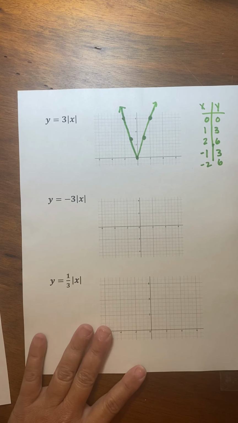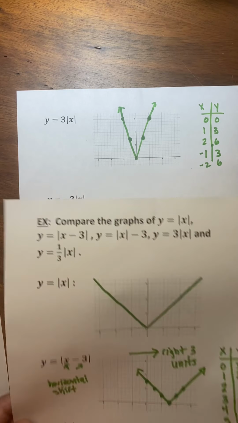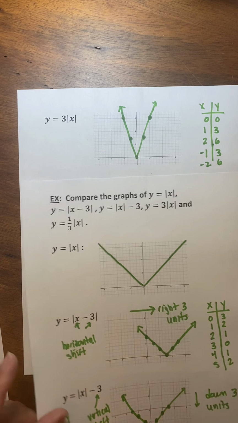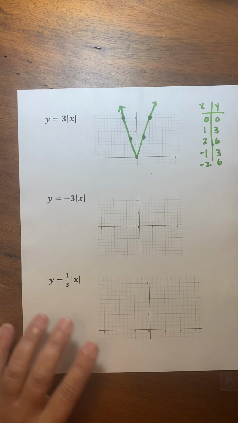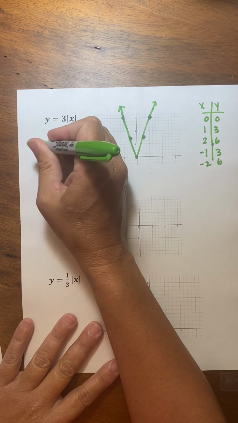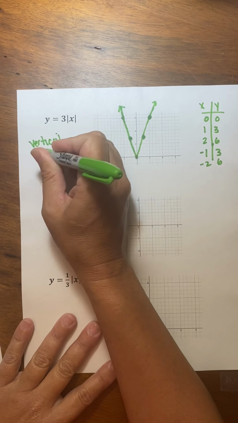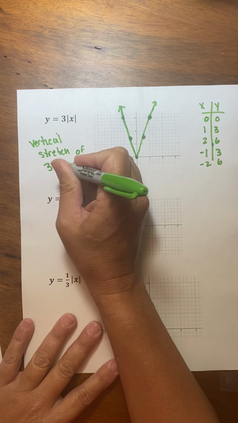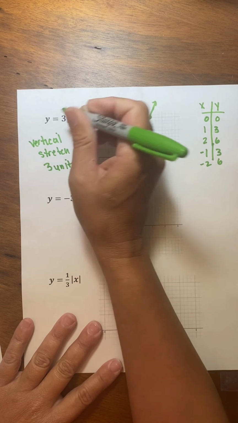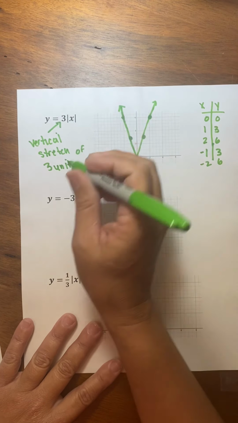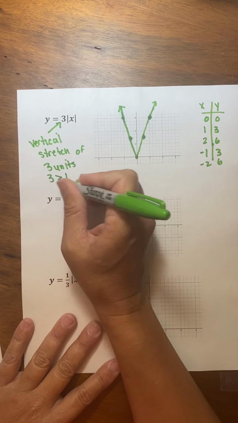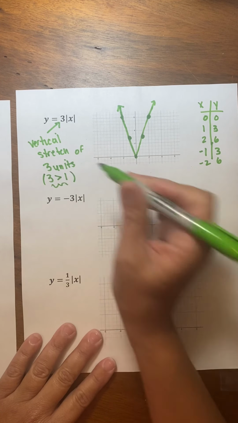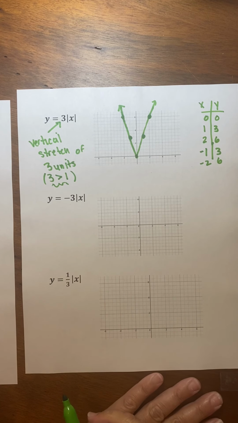So notice this is a lot thinner and taller than the original absolute value function. So we call this a vertical stretch of 3 units. Right. So notice 3 is greater than 1, and that's important. It's a stretch because 3 is greater than 1.